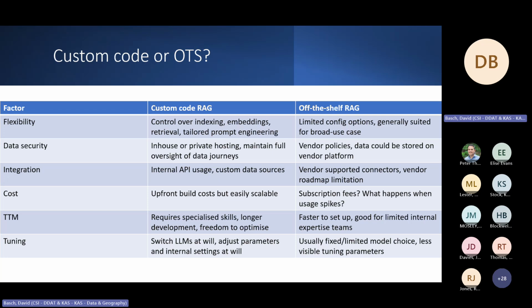So I'm not going to read through all of this here, but some of the points to consider is that the custom code version would be more flexible. You have more control over things like indexing and embeddings, prompt engineering, and things like that. It's just easier to customize it to your own use case. Data security is another important one. You control the hosting and the data flow in the custom approach, but the off-the-shelf solution may have some data routing through the vendor's servers, or things like that might not be obvious to you to begin with, but could raise privacy concerns with the data.